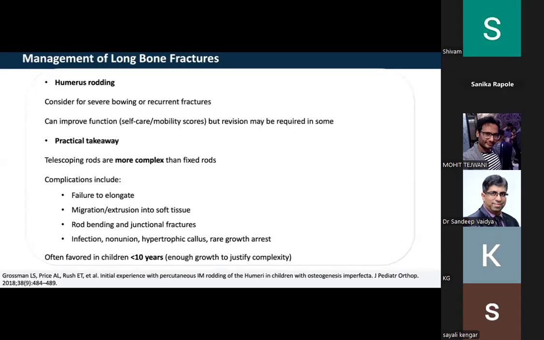There are some papers which talk about upper limb nailing as well for the humerus deformities. For very severe deformities, they have been done, but they needed multiple revisions after the surgery also. But they had some improvement in function in terms of self care and mobility. So that is a call that you have to take and discuss with the patient whether that is something that they would desire. So the practical takeaway is that telescoping rods are more complex to do than your fixed rods.